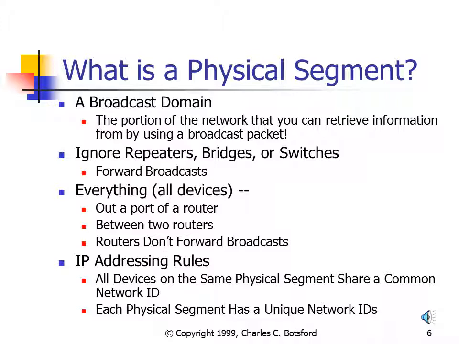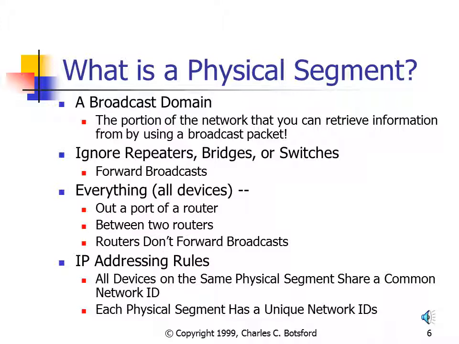Now, this is important because of our IP addressing rules. Remember, all devices on the same physical segment share a common network ID. So that means all devices out one port of a router or between two routers would be on the same physical segment, and therefore they would have the very same network ID. Of course, they'll have a unique host ID to give them a unique IP address, but they all share a common network ID. Also, each physical segment has a unique network ID.